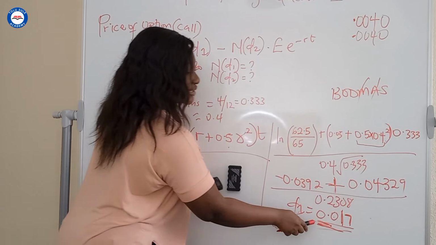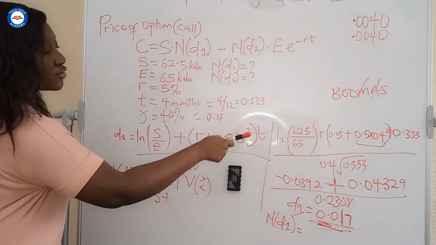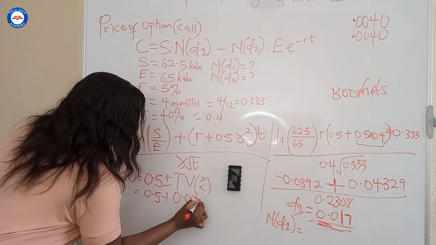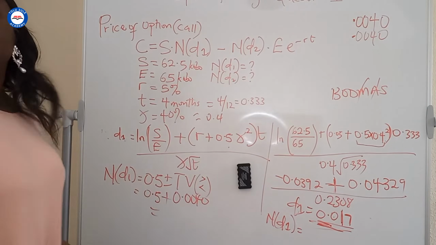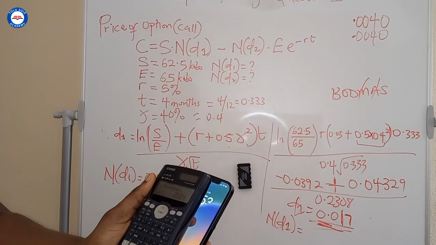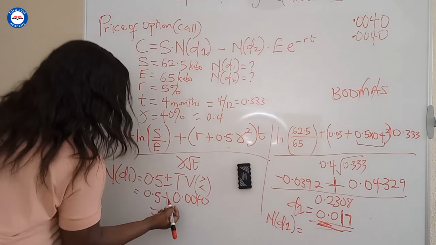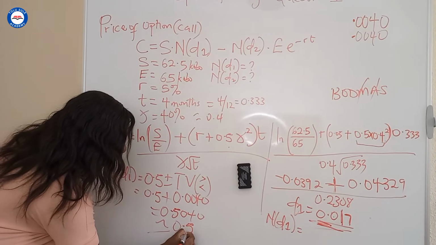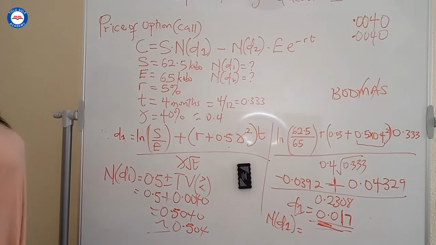So, since our D1 is greater than 0, we'll use plus. So plus, what is the table value we got? Now we got from this table 0.004. So should we say 0.0040? You would have 0.5 plus 0.0040, and that will give you 0.5040. Approximately 0.504. 3 decimal points is fine. So that is your ND1.